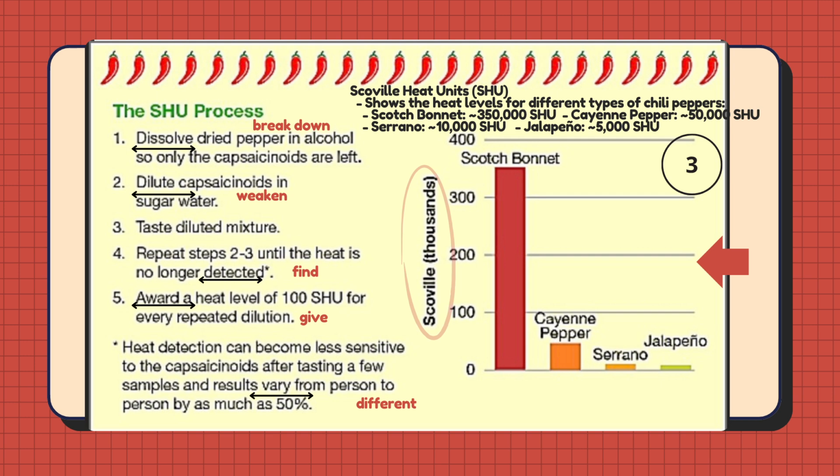And to answer the third question, you have to look at the SHU process and identify where the answer is. And as you can see, you can find it after the steps or the process. So you can see the results vary, or are different, from person to person by as much as 50%. That's why it becomes unreliable.